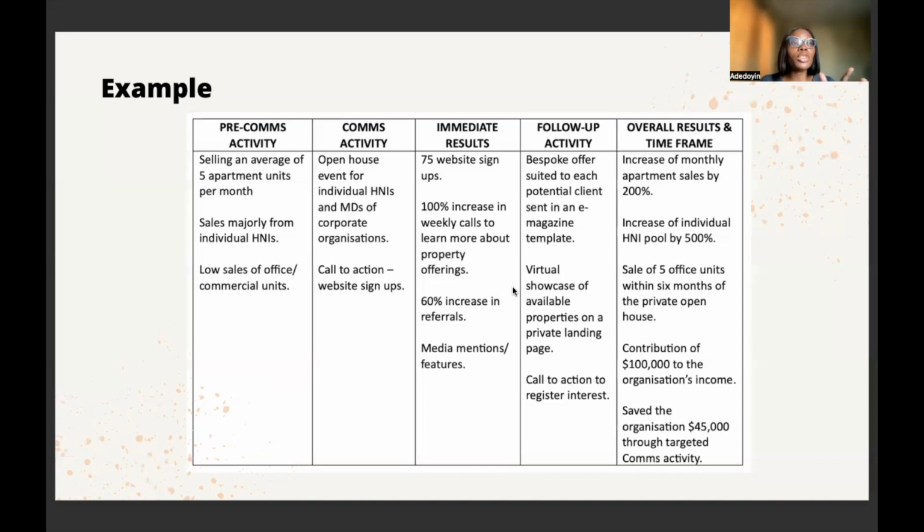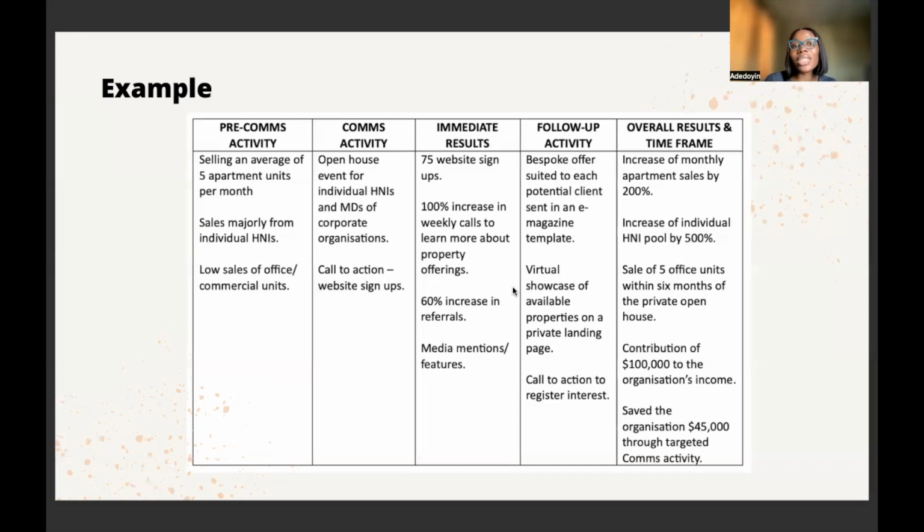So at the beginning, you've measured how many HNI clients we have, and over a period of, say, six months or one year, you track month on month. You're saying, okay, we're getting a bigger pool of HNIs thanks to our communications activity, and by how many percent you contributed to that. Sales of five office units within six months of the private open house, you can also attribute to your communications activity, especially if it's to the company.